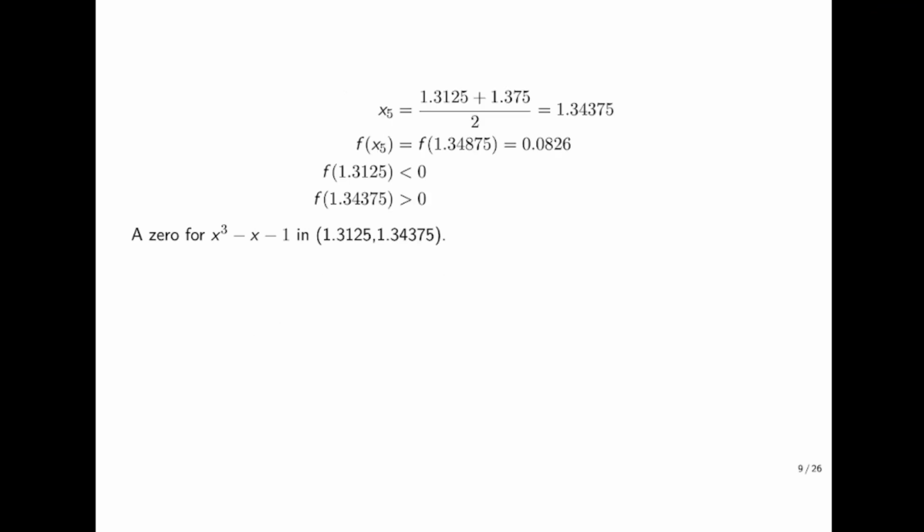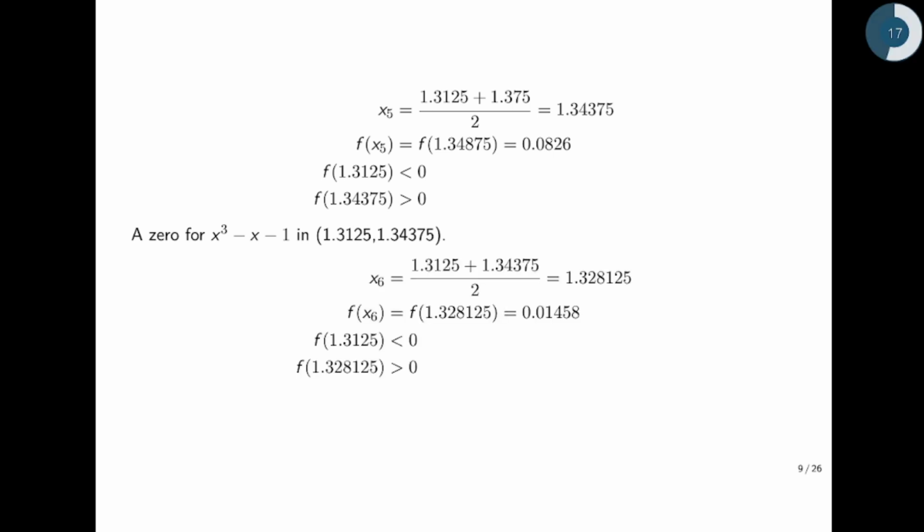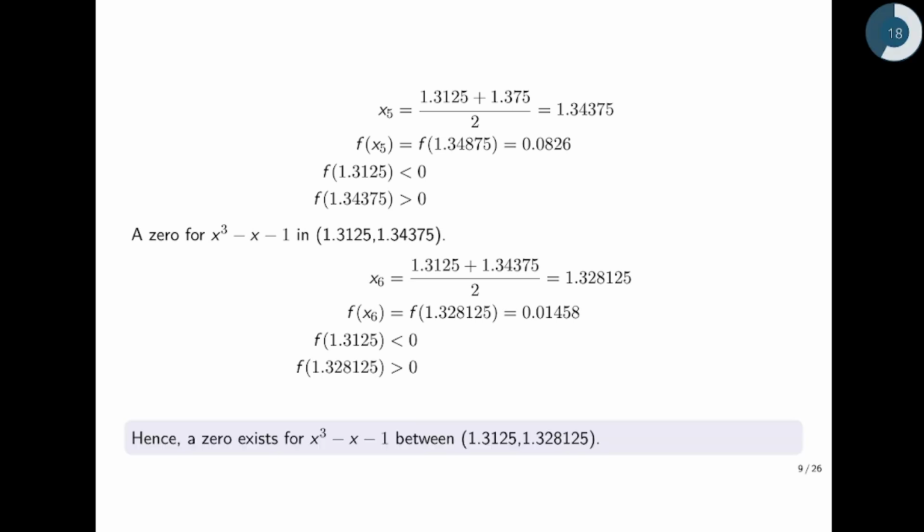Again, x5, the midpoint of that interval, is 1.34375, where f of 1.3125 is negative and f of 1.34375 is positive. So 0 is between 1.3125 and 1.34375. x6 is the midpoint, and the value at x6 is positive and the value of f of 1.3125 is less than 0. So your 0 lies between these two values.